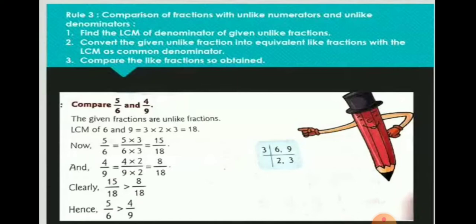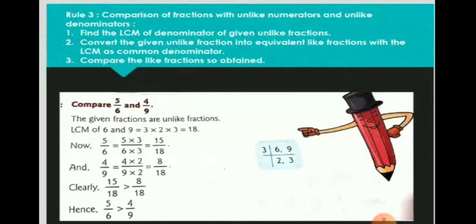The first step, find the LCM of the denominators of the given unlike fractions so that the denominators become equal. Convert the given unlike fractions into equivalent like fractions with the LCM as the common denominator. Compare the like fractions to obtain the result. Suppose here the given fractions are 5 upon 6 and 4 upon 9. So you can see there are unlike fractions, so we will calculate the LCM of 6 and 9, and we get here the LCM as 18.